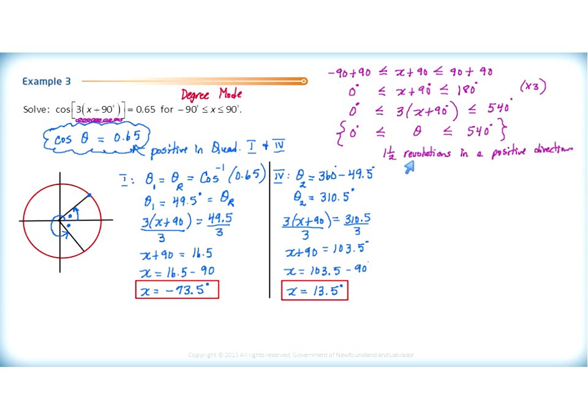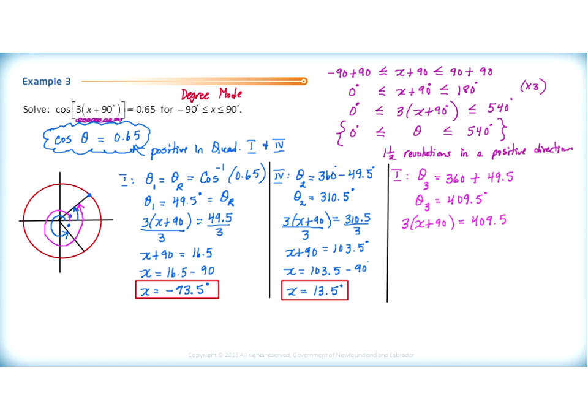But we need to make 1.5 revolutions in a positive direction. So if we continue going on with that, I'll just change colors so that you can see. If we make 1 full rotation around the circle and then back to quadrant 1 again, we will get another value for theta. Theta 3 can equal 360 degrees plus the related reference angle of 49.5. So theta 3 is approximately equal to 409.5 degrees.